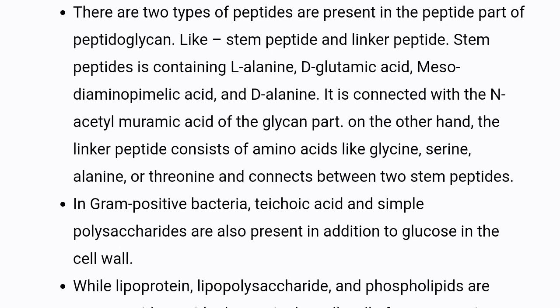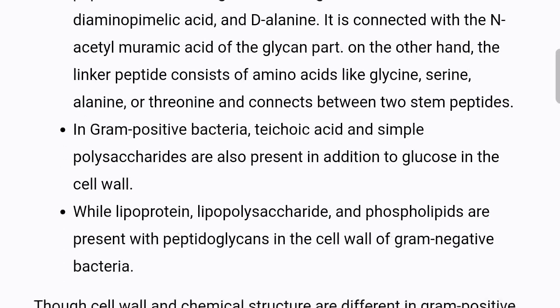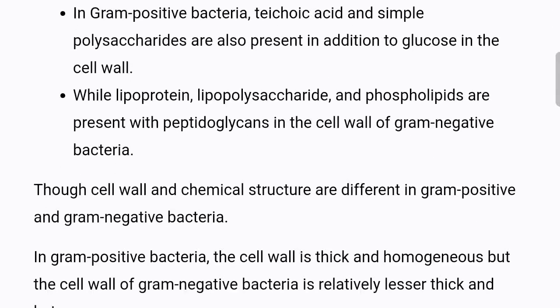On the other hand, the linker peptide consists of amino acids like glycine, serine, alanine, or threonine, and connects two stem peptides. In gram-positive bacteria, teichoic acid and simple polysaccharides are also present in addition to glucose in the cell wall. While lipoprotein, lipopolysaccharide, and phospholipids are present with peptidoglycans in the cell wall of gram-negative bacteria.